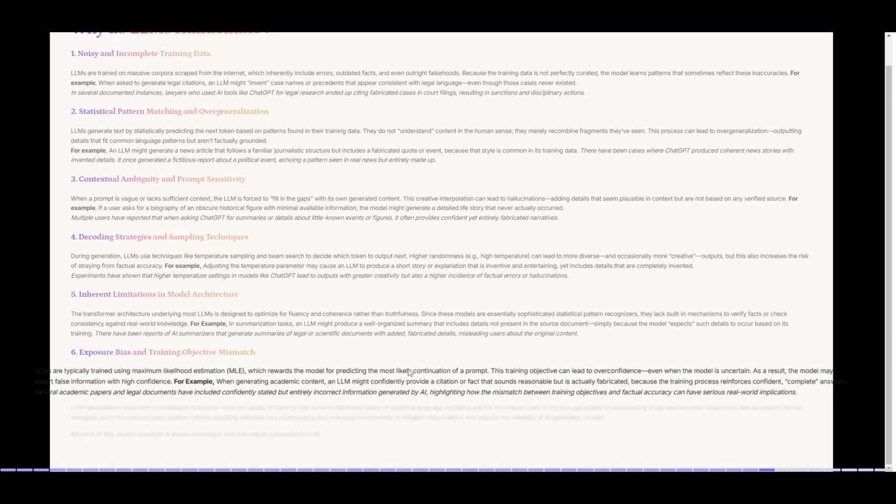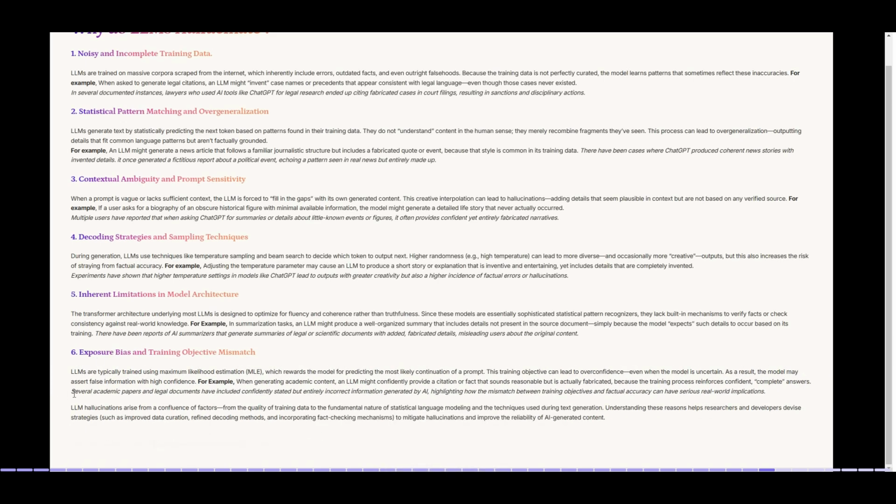In conclusion, LLM hallucinations arise from a confluence of factors, from the quality of training data to the fundamental nature of statistical language modeling and the techniques used during text generation. Understanding these reasons helps researchers and developers devise strategies such as improved data curation, refined decoding methods, and incorporating fact-checking mechanisms to mitigate hallucinations and improve the reliability of AI-generated content. Because of this, human oversight is always encouraged over the outputs generated by LLMs.